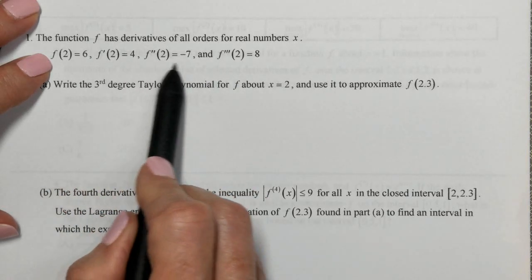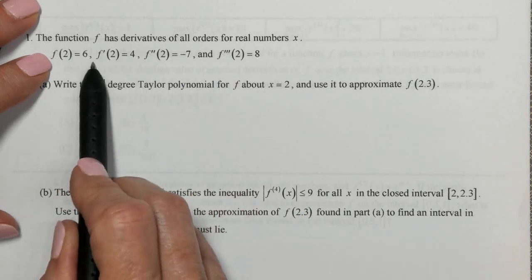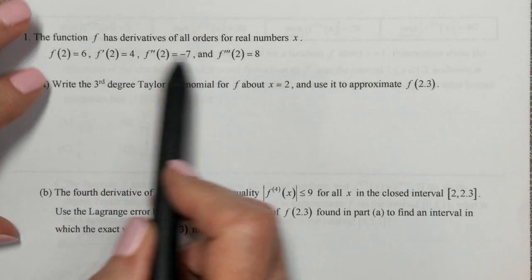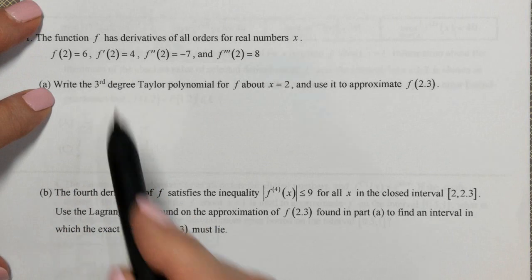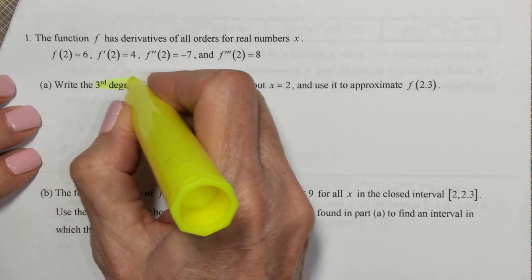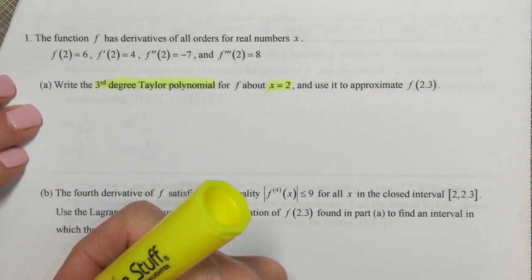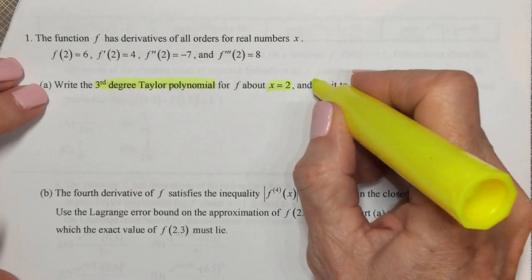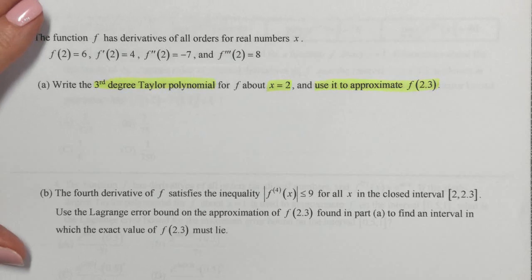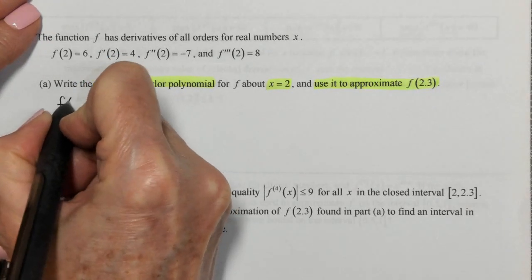So I know already, I don't even have to read the problem, that they're going to have me write a Taylor series for this, or a Taylor polynomial. In part A, write the third degree Taylor polynomial for f about x equals 2, not a surprise. And then we're going to use it to approximate f of 2.3. So the Taylor polynomial will approximate f of x.